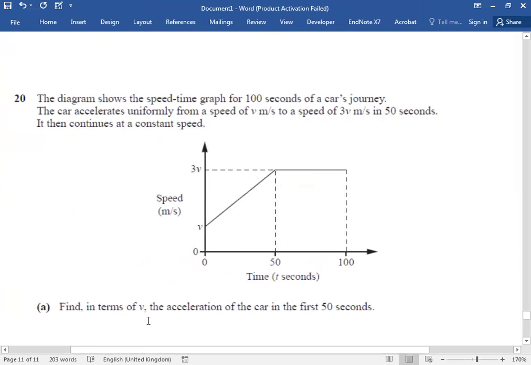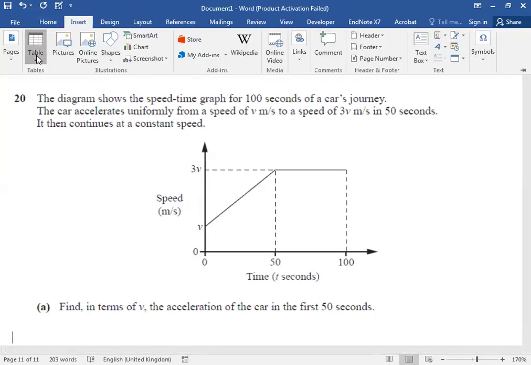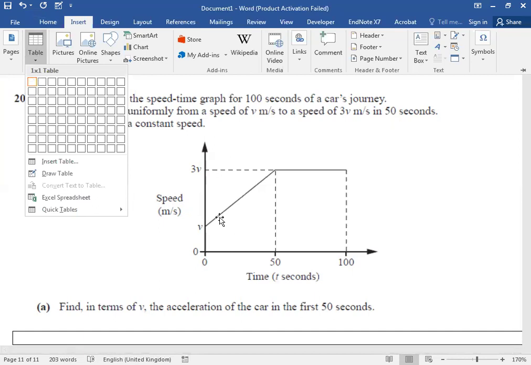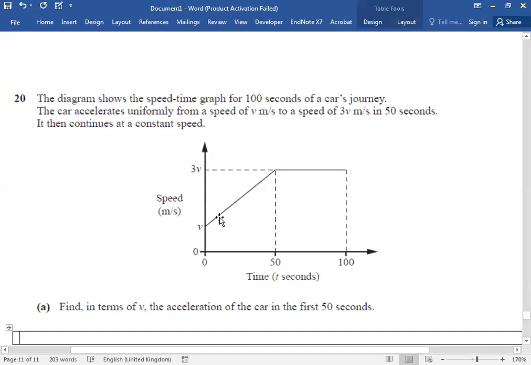The next is about kinematics. Find in terms of V the acceleration of the car in the first 50 seconds. What graph is this? This is a speed time graph. How do we find the acceleration in speed time graphs? It is the gradient of a speed time graph. Write it down. The gradient of a speed time graph is acceleration. And all of your science students, mashallah.